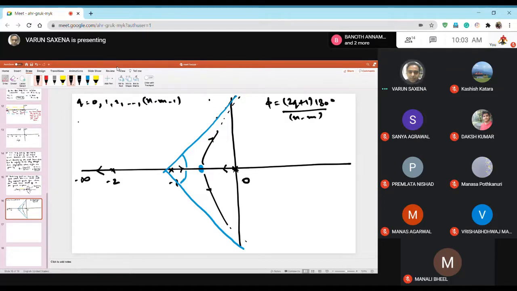In this case, n minus m is 3, because you have number of poles as 3, number of zeros as 0, so you have 3. So your q will vary from 0, 1, and 2. These are the values of q. So let's put these values. Phi becomes, let's put q as 0. You get 180 divided by 3, which is 60 degrees. So you will have one line at 60 degrees. This is one asymptote. That will go like this. This is phi 1.